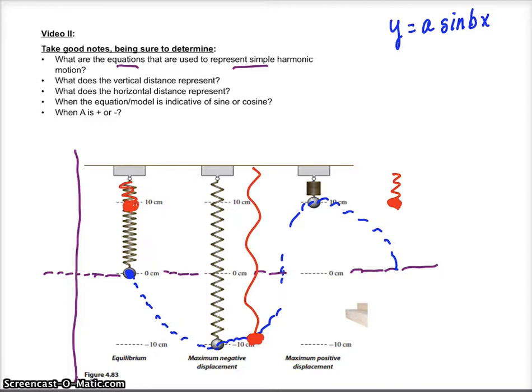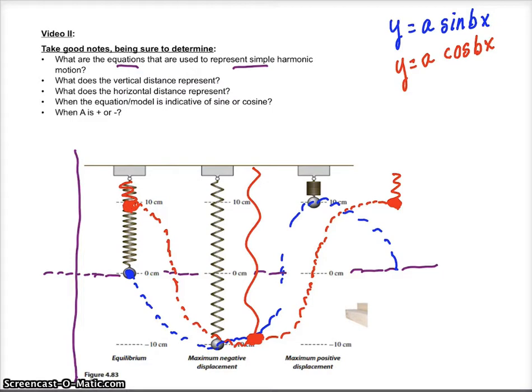Now look at the red spring. Let's assume that rather than the spring starting at equilibrium, it starts at its maximum positive displacement. And as it falls, it will cross over the point of equilibrium to its maximum negative displacement. It'll cross back over its point of equilibrium, and finally its point of maximum positive displacement. And you can see this red function is indicative of a cosine function. So sine and cosine can both be used to model simple harmonic motion.